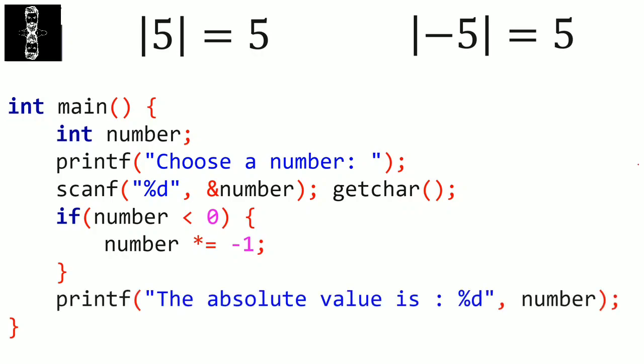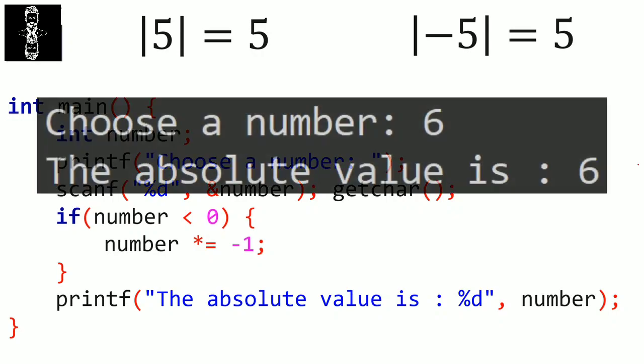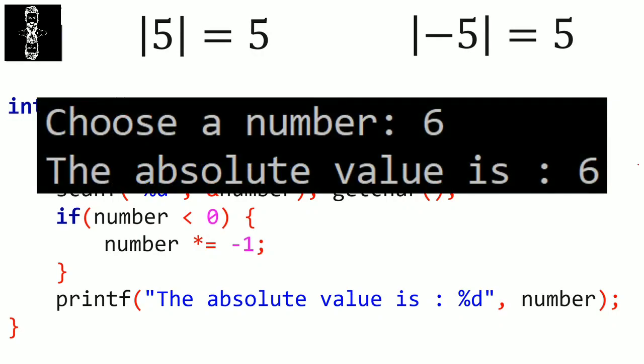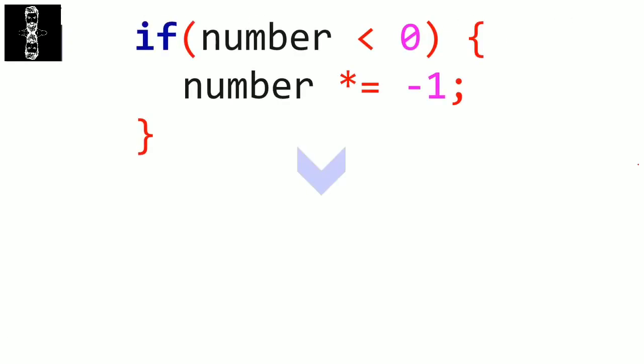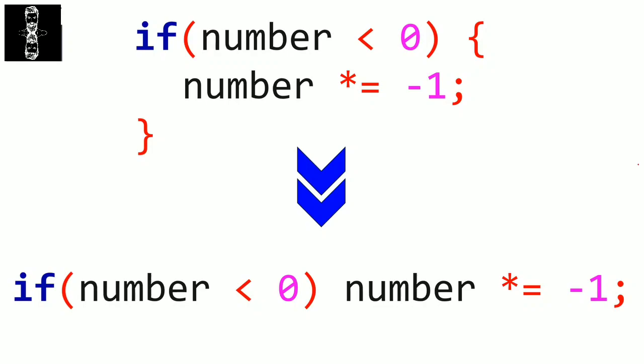Let's compile now. For example, if we give 6, we get 6, because the condition is false, and if we give minus 3, for example, we get 3, because the condition is true. Note that if you have only one instruction in your condition like here, you can avoid using curly brackets, so you can put everything in one line. But only if you have a single instruction. If you have 2 or more and you don't use brackets, the condition will take only the first one.